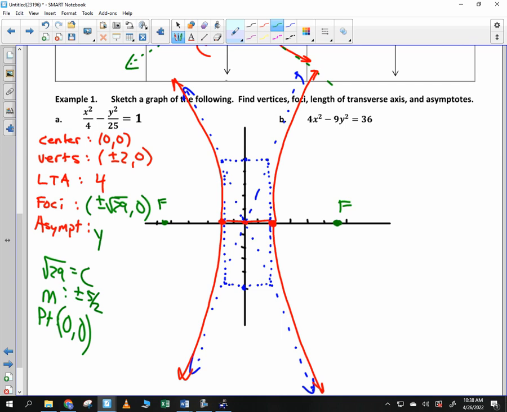So we have y minus 0 equals plus or minus 5 halves times x minus 0. Because I have the zeros there, I could just write it as y equals plus or minus 5 halves x. That's that.